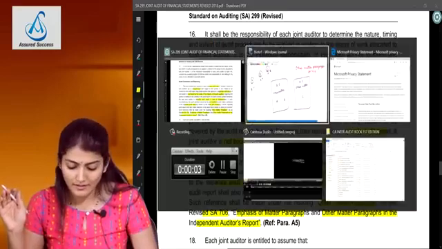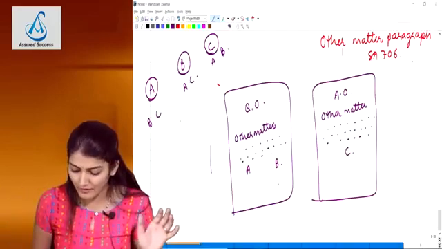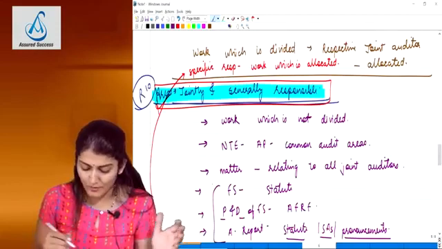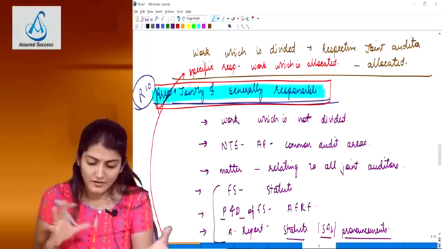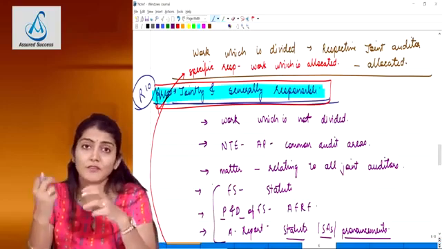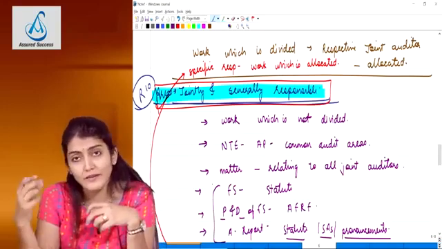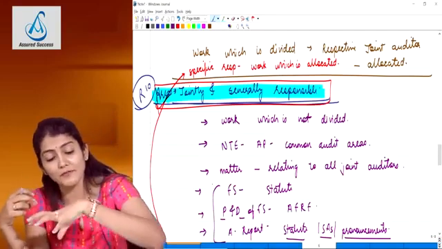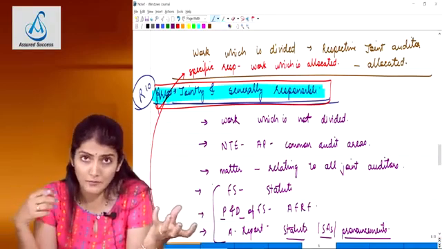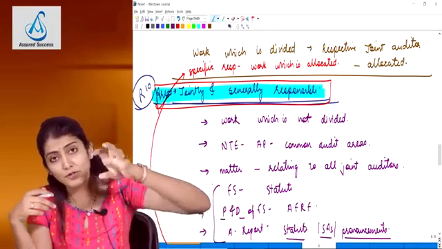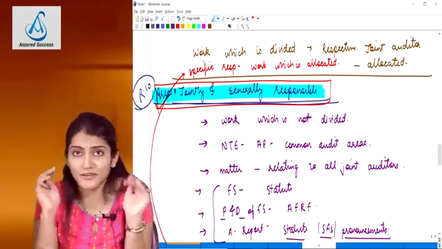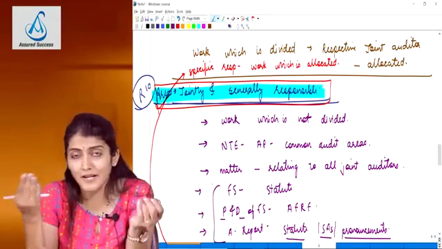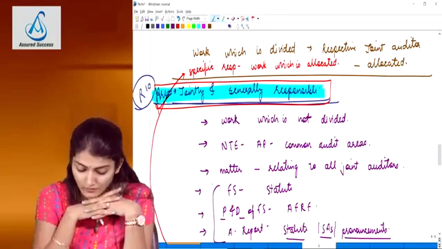Right, so is audit conclusions and reporting clear to everyone? Cross-referencing to the joint auditors having a different opinion, the joint auditors have to make a reference to each other's report. The auditor issuing a separate audit report should make a reference to the other joint auditor's report, and the other joint auditor should make a reference to the separate audit report issued by one of the joint auditors by way of other matter paragraph in accordance with SA 706.